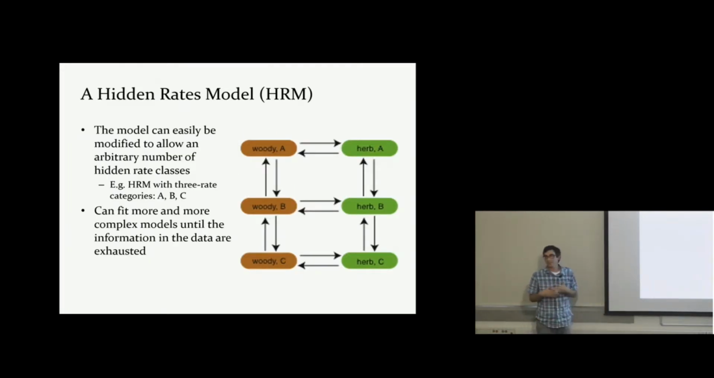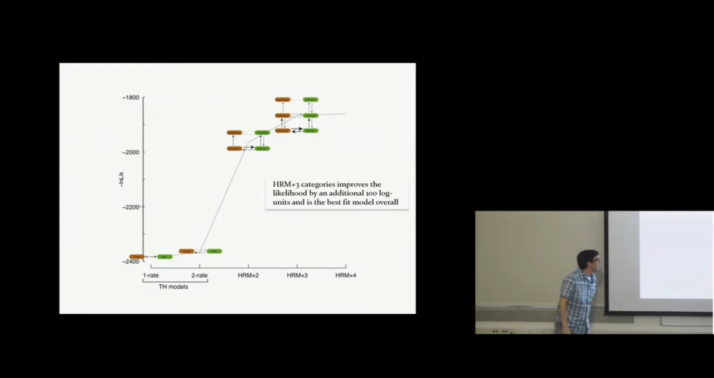But we need not stop at just two categories. We can have as many rate categories as there are branches in a tree. So, for example, we could have a hidden rates model with three categories, where they can represent slow, medium, and fast. And we can just keep fitting more and more complicated models until the information in the data is exhausted. And here we see that the three category model, which is our best fit model, actually improves the fit from the two hidden rate model by an additional 100 log likelihood units. And this was the best model overall when we fit to the data.